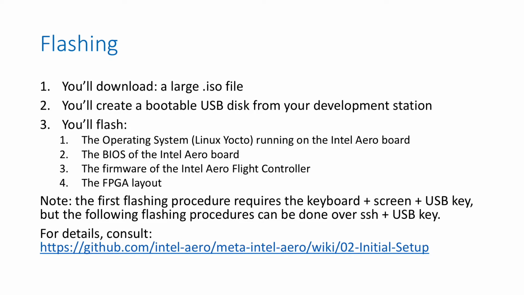So here's the flashing procedure. First, you will download a large ISO file. You will create a bootable USB key from this ISO file on your development station, and you'll flash first the operating system, called Linux Yocto, on the board itself. Then from this Linux Yocto, you will flash the BIOS. Then you will flash the firmware for the flight controller and the FPGA layout.